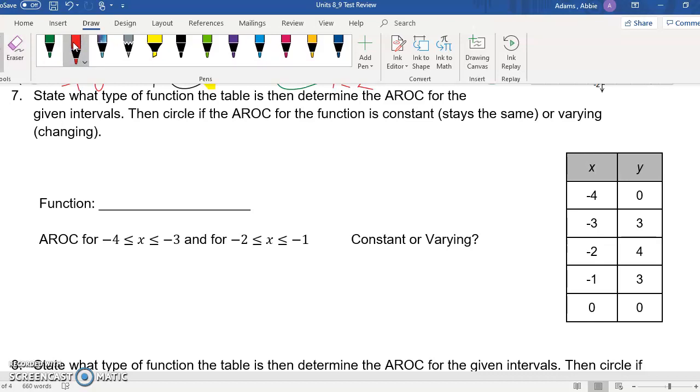Looking at the table, my x values are increasing by 1, so -4 to -3 is 1, and so forth. So what we really need to look at is how our y values are changing. I'm just going to do the absolute change in our y values. From 0 to 3, they have a distance of 3 between those 2 points. From 3 to 4, that's a distance of 1. Likewise, from 4 to 3, that's a distance of 1. And 3 to 0, that's a distance of 3.